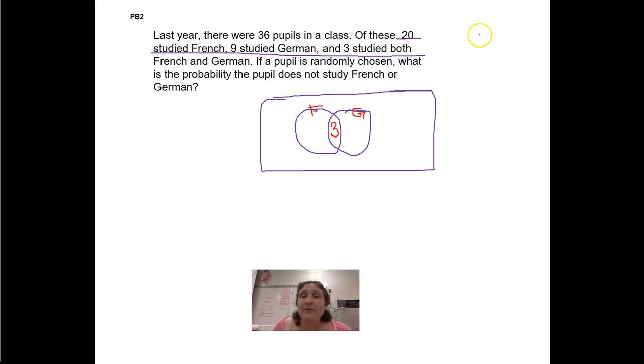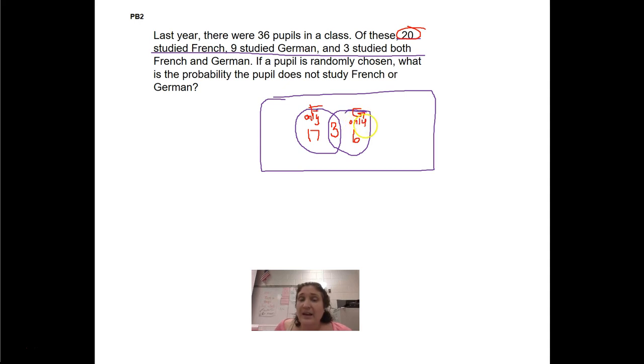So now if we know that French is 20 kids, class, and 3 are in the middle, we know that 17 only took French. If 9 studied German and 3 took French also, how many only took German? 6.